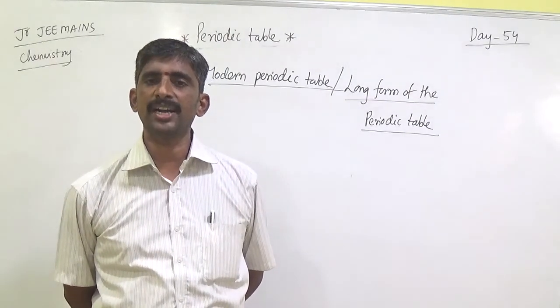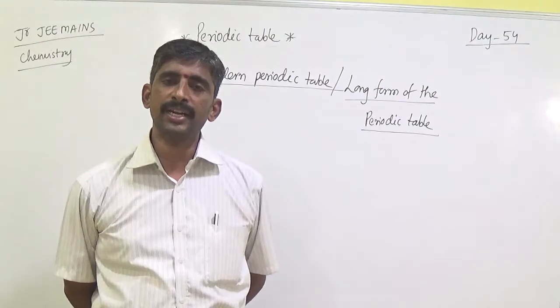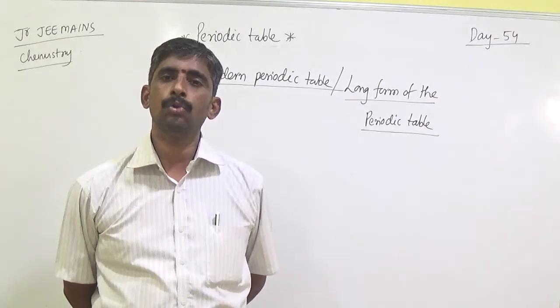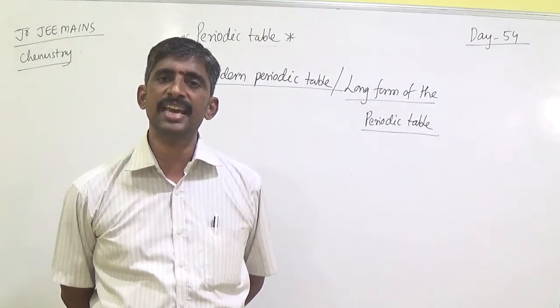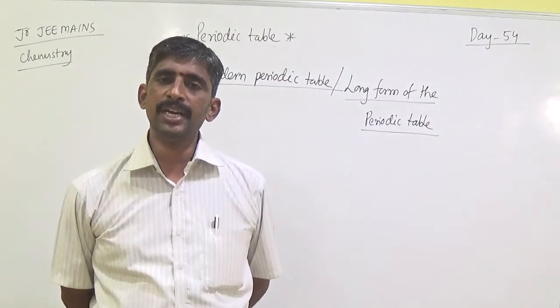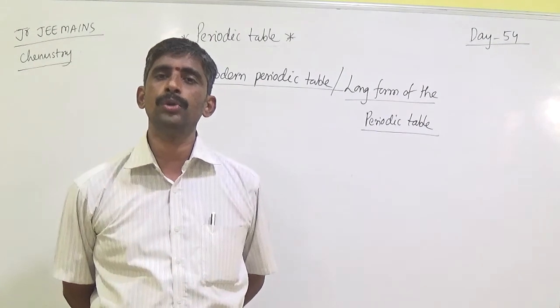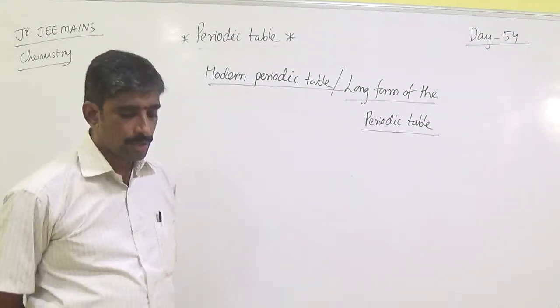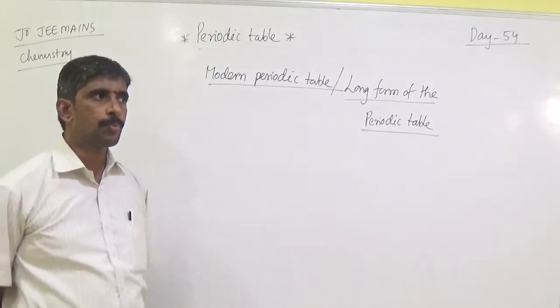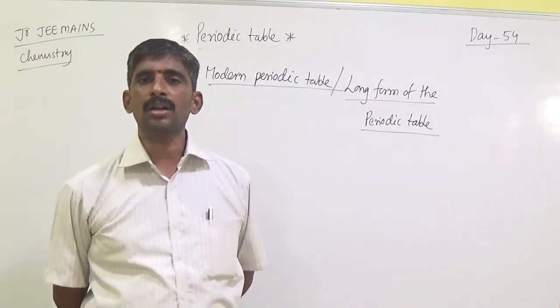The first period contains only 2 elements, hydrogen and helium, and only these 2 elements exist in the gaseous state. Which period contains only gaseous elements? The first period. How many elements? 2 elements. So these are some important points in the modern periodic table.